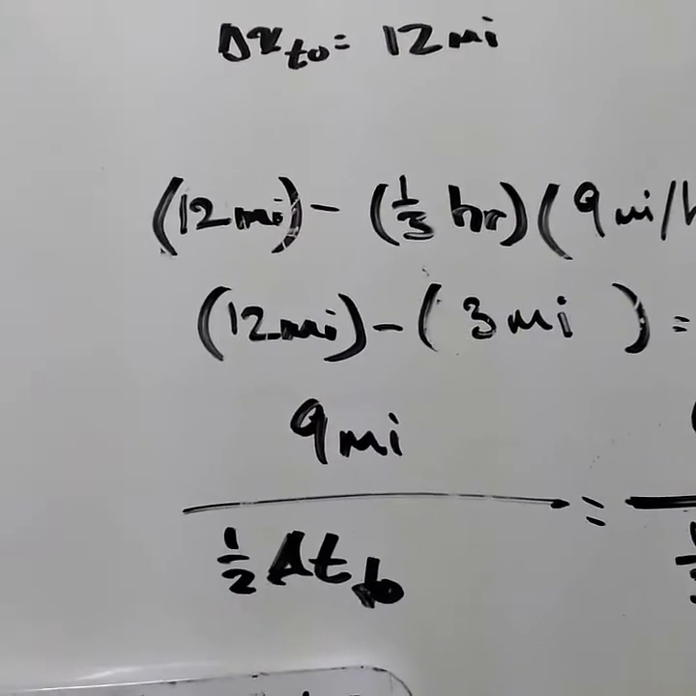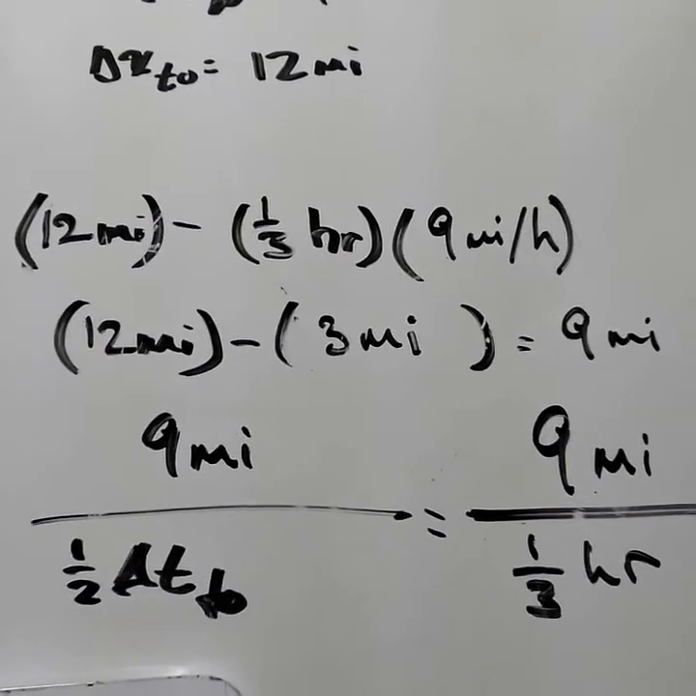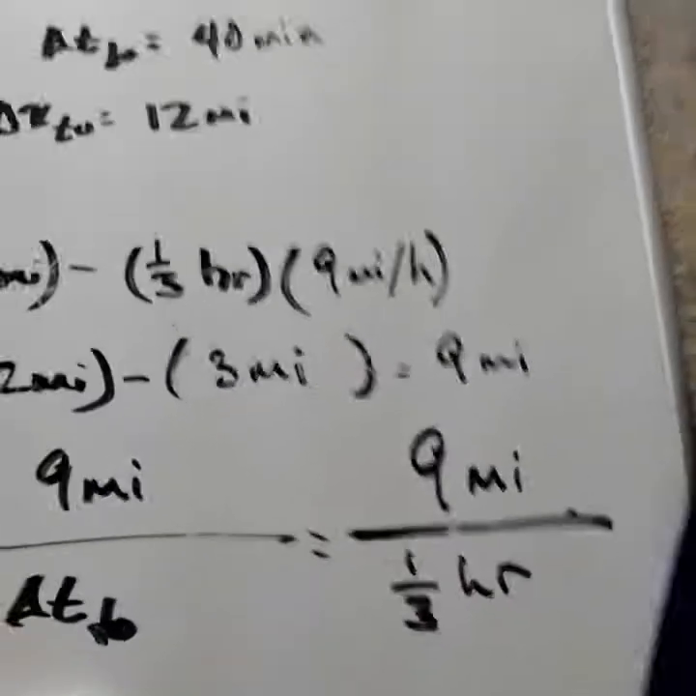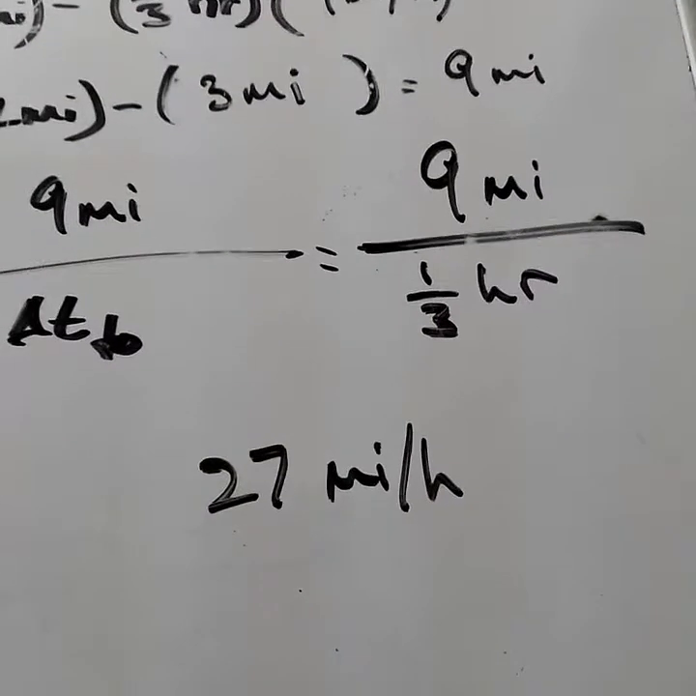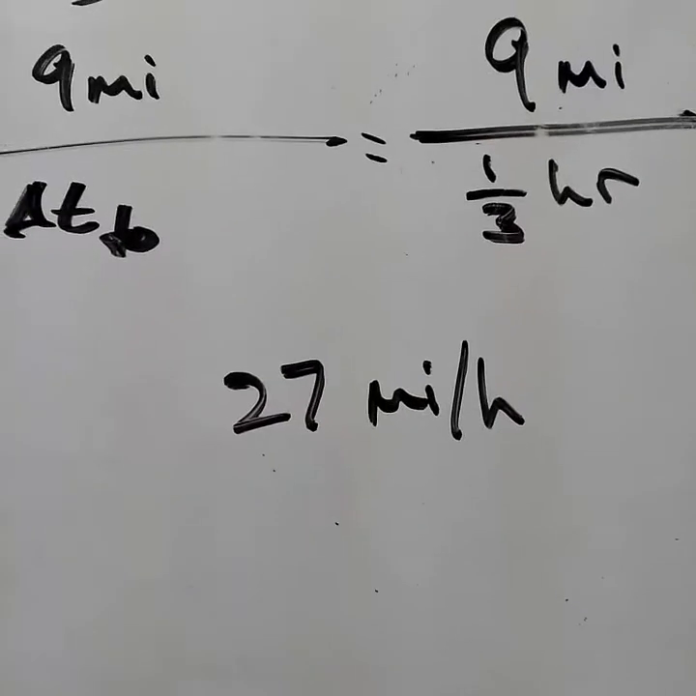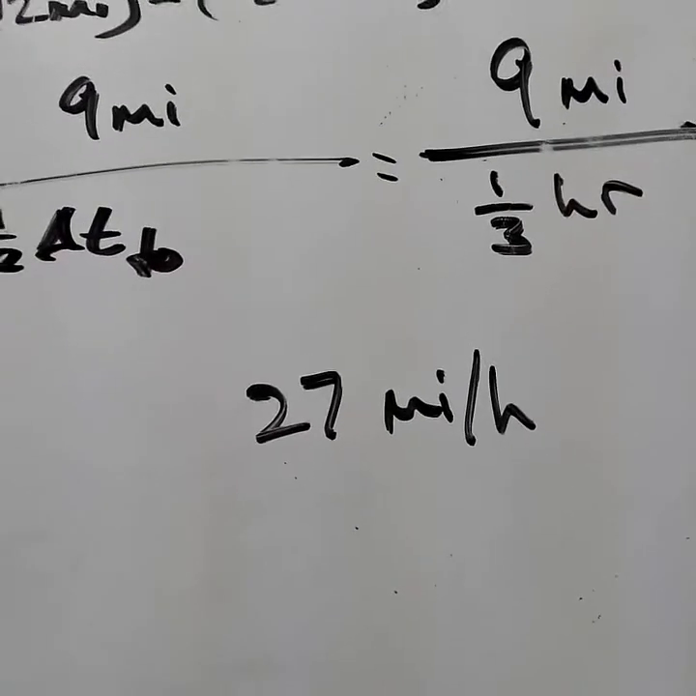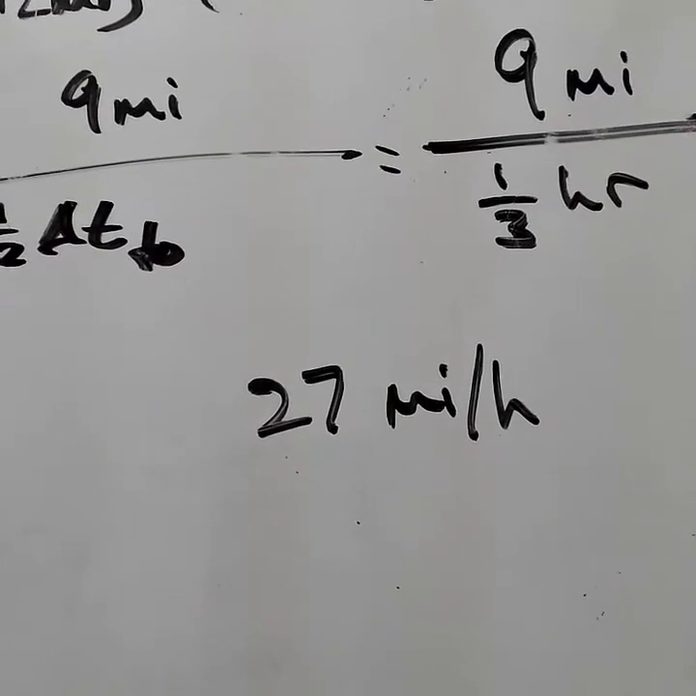So now we have 9 miles divided by our half of the total time. We have 9 miles over 1/3 of an hour. Simple math tells us that he needs an average velocity, or average speed, in the second half of the trip equal to 27 miles per hour.